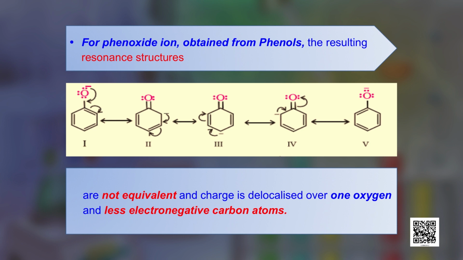Why? Because in some structures you can see that the negative charge is on oxygen, while in others you can see that it is on the carbon atoms also. And here you can see very specifically that carbon atoms are less electronegative and oxygen is more electronegative, and those resonance structures which have charge on the carbon atom, which is less electronegative than oxygen, are less stable and contribute less to the ultimate resonance hybrid. So, that is why there is a difference in the stability of the phenoxide ion and the carboxylate ion.